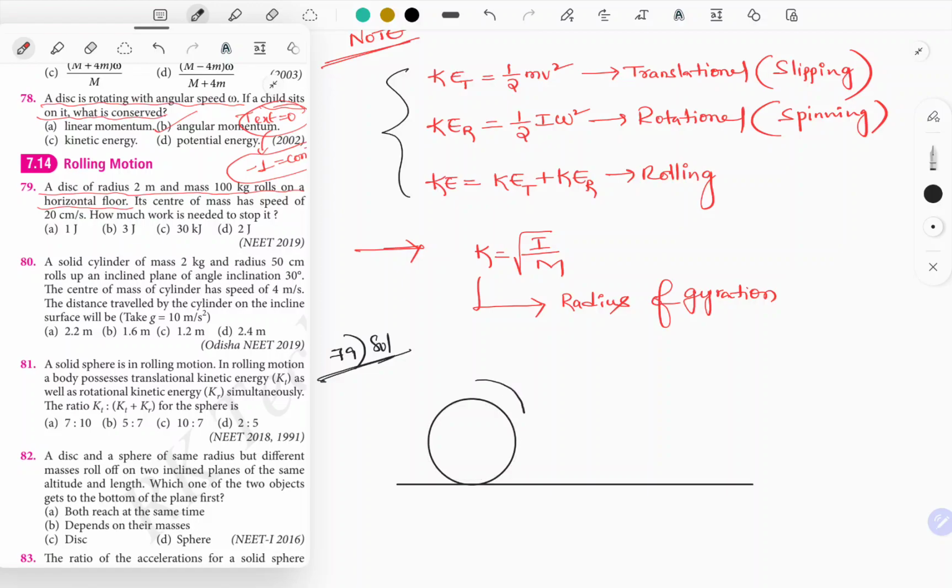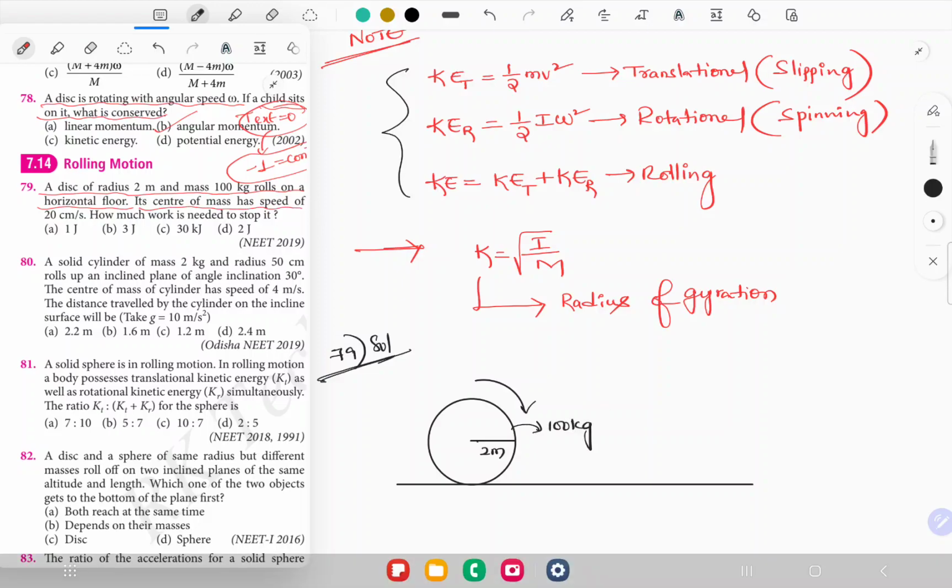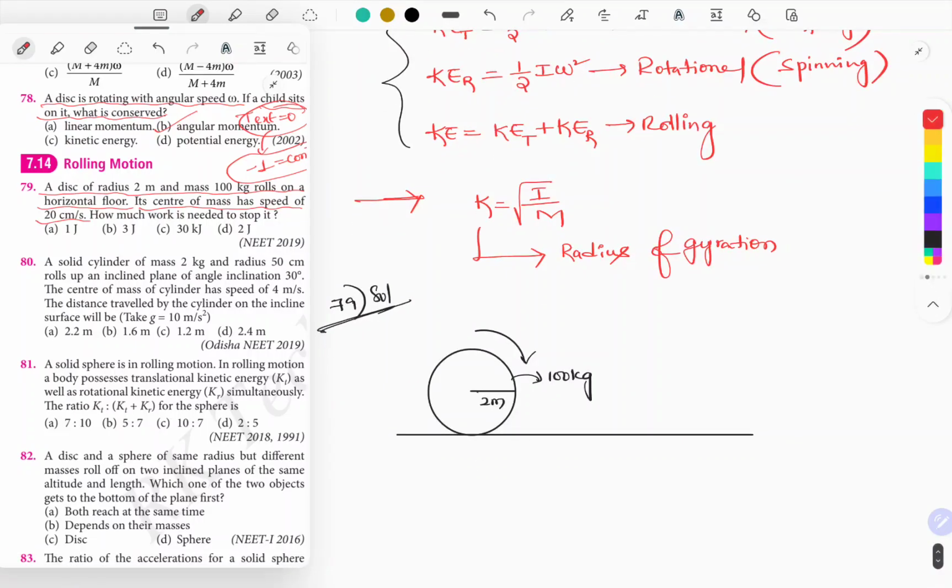So it is rotating. It's a disc, right? So what's the radius of this disc? It is 2 meter. Mass of this disc is 100 kg. What is the question? Its center of mass has a speed of 20 centimeter per second.